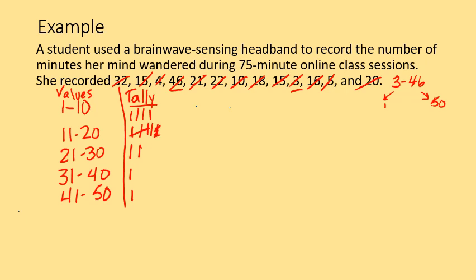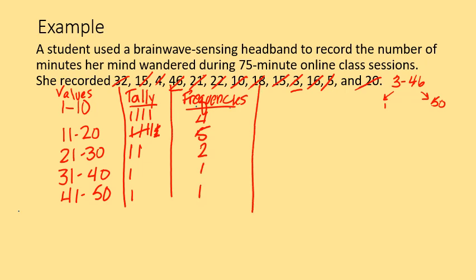Okay, so now we have our frequencies. And those frequencies are 4, 5, 2, 1, and 1. And the last step in the frequency table is to take each frequency and divide by the total to get a percent. And so the total in this case, 4 plus 5, 9, 10, 11, 12, 13.